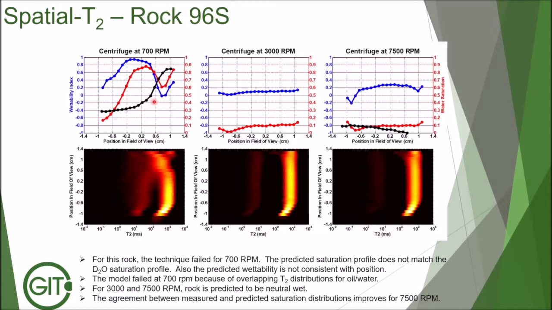The technique failed because at 700 RPM, the measured T2 spectrum is very congested, making it difficult to discern which T2 peaks are coming from oil and which are coming from water. The agreement between the measured and predicted saturation profile does improve for 7,500 RPM, however. Again, this is probably a function of the T2 distribution becoming less congested at higher centrifuge speeds, where the rock is saturated mostly with water.